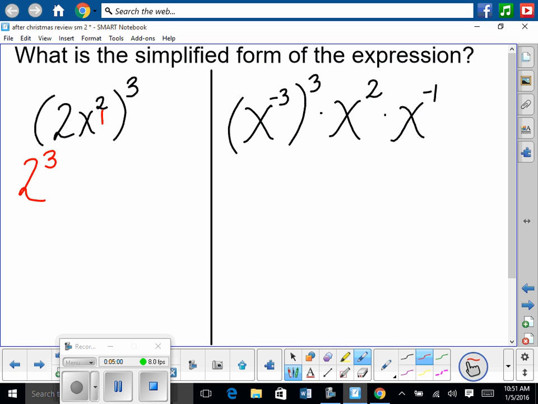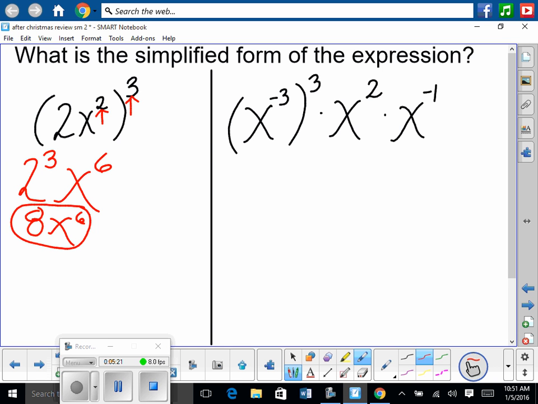And then we have a power raised to another power, so we multiply. What's 2 times 3? 6, right? We multiply. So 6. So then you would say, okay, well, what is 2 to the 3rd power? 2 times 2 times 2, which is 8. So 8x to the 6. Do we have questions?